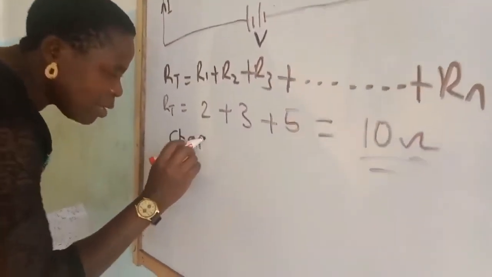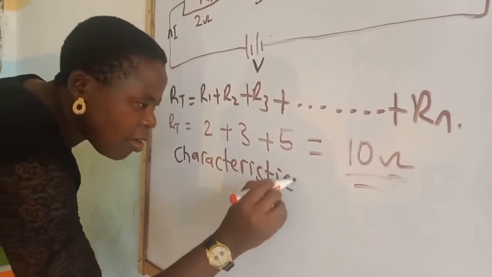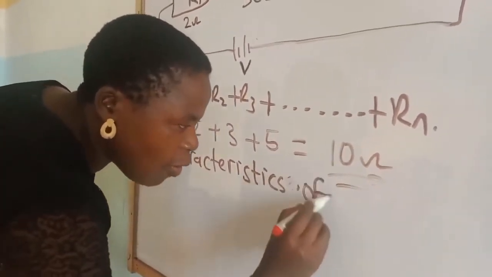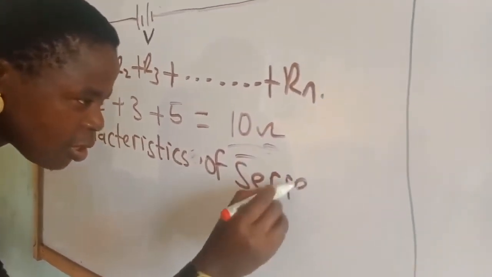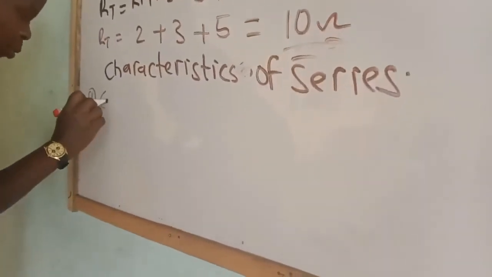When you say characteristics of series connection, you have that one, the current is common.